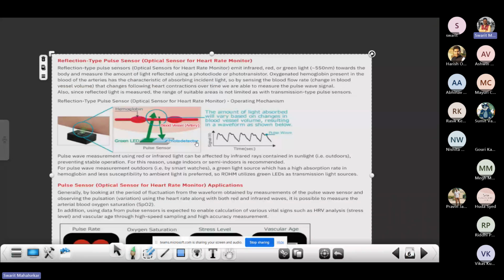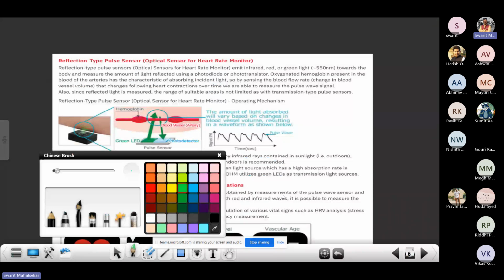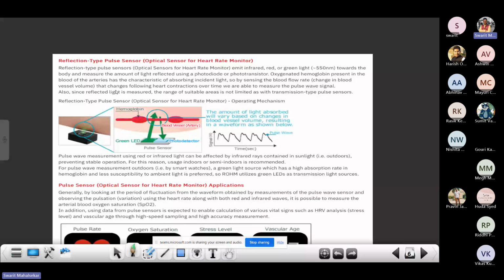So you see over here again, I'll start from here only. Reflection type pulse sensor, optical sensor for heart monitor. As I had mentioned, it emits infrared, red or green color light whose wavelength is this much, that is 550 nanometer, towards the body and measures the amount of light reflected using a photodiode or phototransistor. So basically these two are my detectors. You see, photodiode or phototransistor, these two are my detectors.